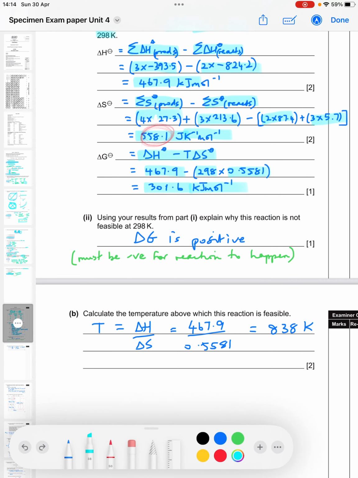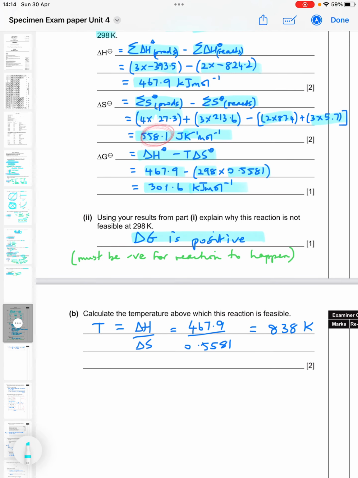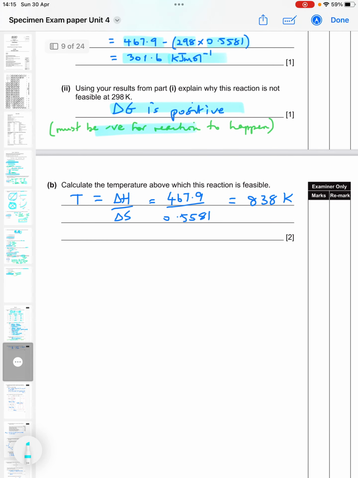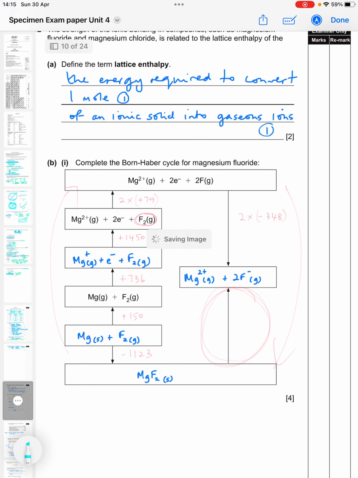So using your results from part 1, explain why this reaction is not feasible at 298 Kelvin. Well, it's because delta G is positive, and if delta G is positive, the reaction is unable to happen. It must be negative for the reaction to happen. And calculate the temperature above which the reaction is feasible. So we're just setting here T to delta H divided by delta S. So we got 467.9 for the enthalpy change, entropy change 0.5581, so we get 838 Kelvin for that.